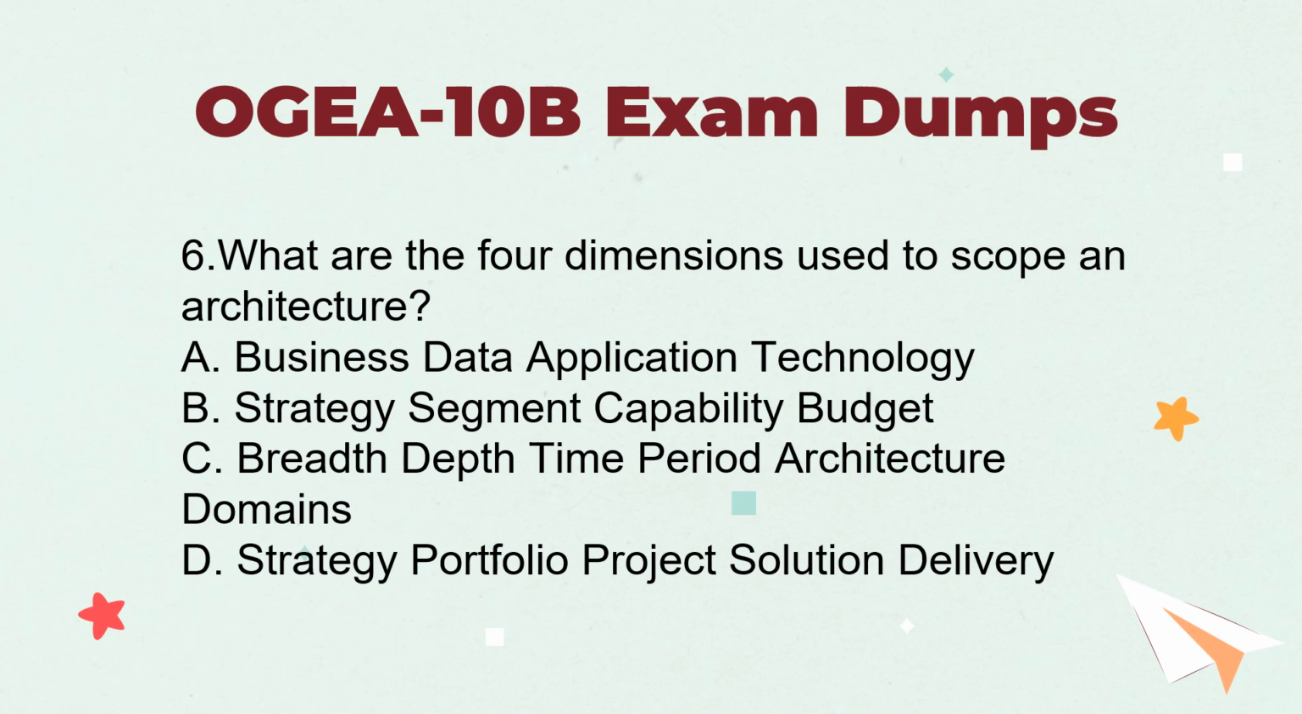6. What are the four dimensions used to scope an architecture? A. Business, data, application, technology, B. Strategy, segment, capability, budget, C. Breadth, depth, time period, architecture domains, D. Strategy, portfolio, project, solution delivery.